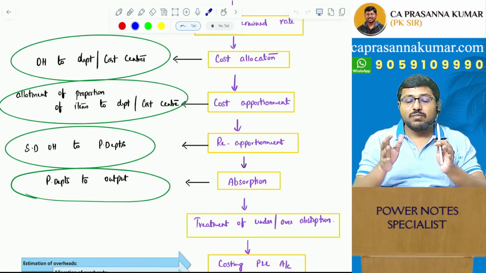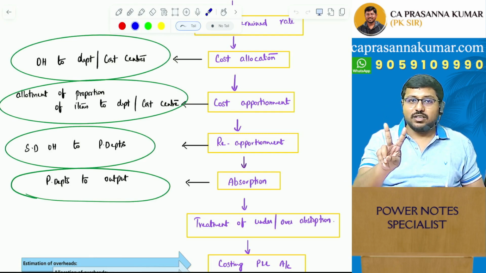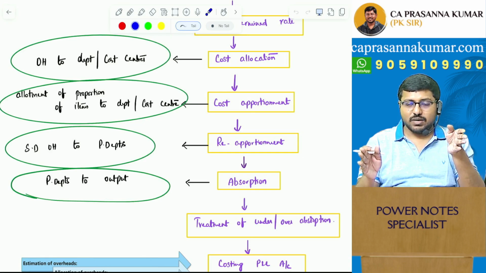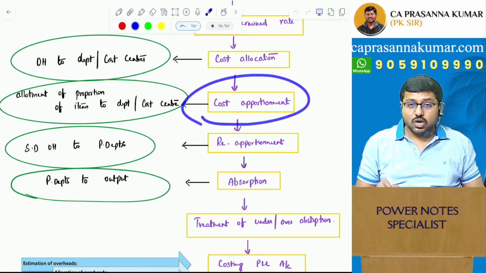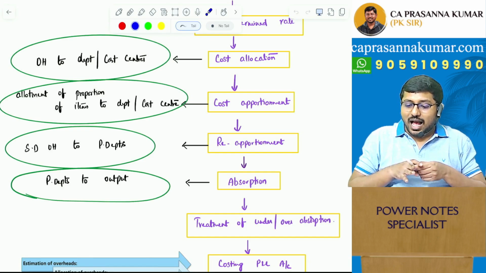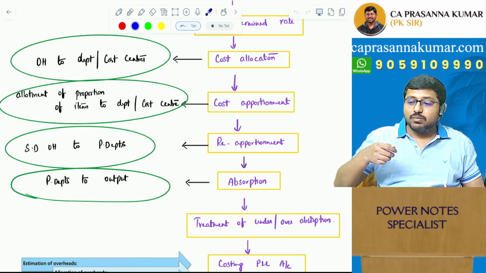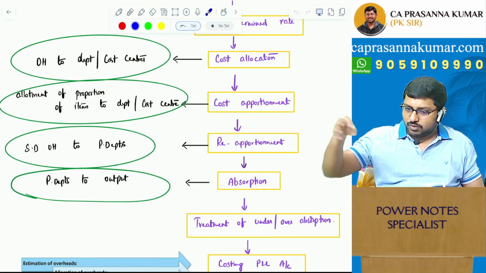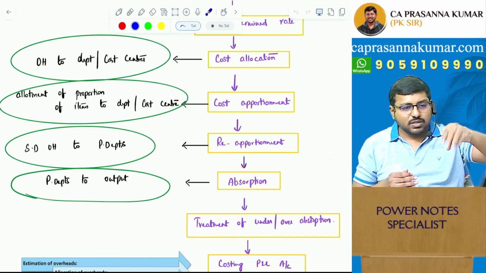All departments can be classified into two major categories. What are they? One is production departments, the other is service departments. So when I do this so-called cost apportionment, that is primary distribution, for the first time when I'm distributing, I will take these overheads on a suitable basis. I will divide them to all the departments. In that, production departments will be there, service departments also will be there.